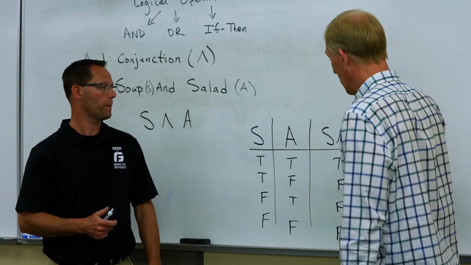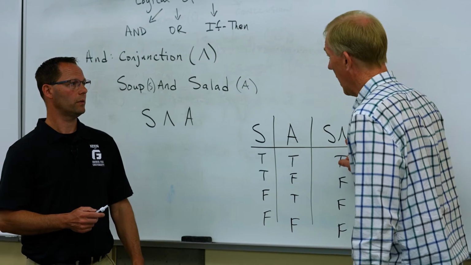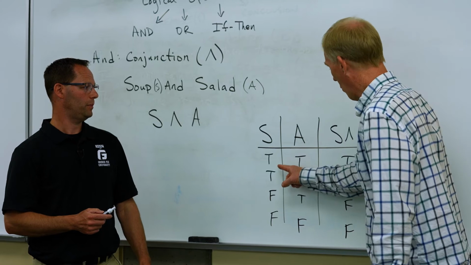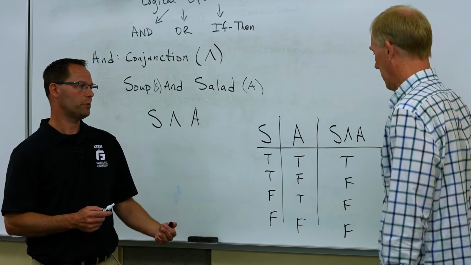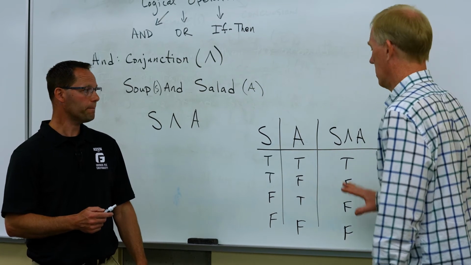Right. And I'm noticing, Pete, from the truth table that in order for the and to be true, the only way I can get a true in this column is if I got 2 trues here. Both must be present. If any one of these are not present, this is a false.